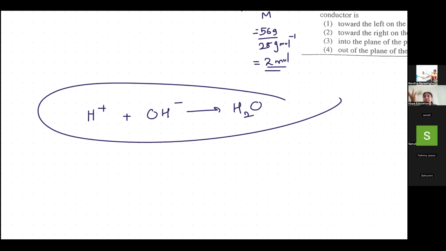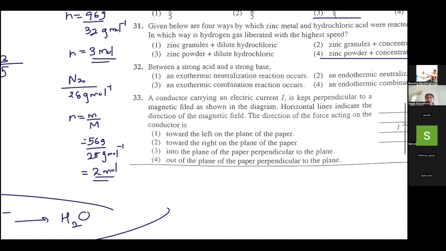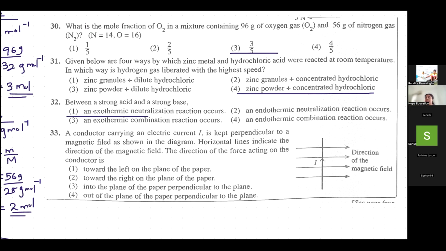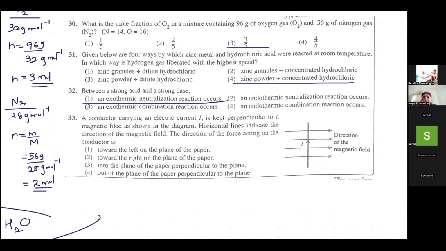That's why the vessel was heated. So it is exothermic. Remember that, children. Exothermic neutralization reaction. Is that clear to all of you? Give me a thumbs up if it's clear up to this point.